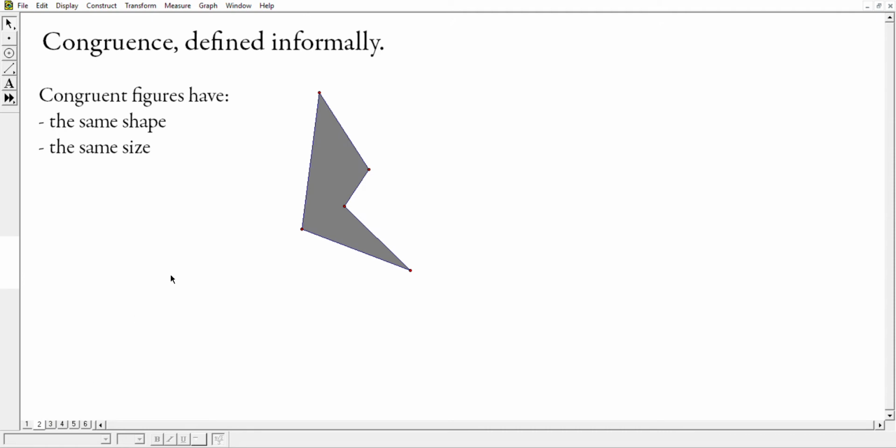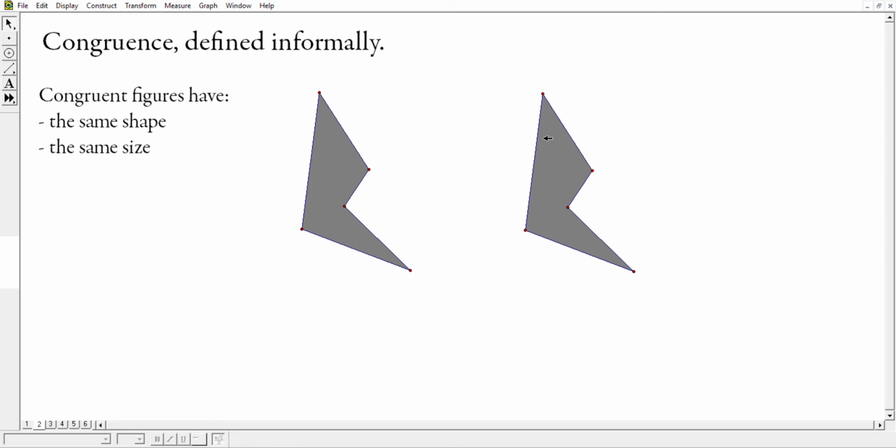So what is congruence? The way we'll usually think about it, this is the informal, not the mathematically rigorous definition, but the way we will think about it in our heads all the time, is congruent figures have the same shape and the same size. So here I have this odd polygon. If I just make a copy of it and drag it over here so we can see it clearly, this is a congruent polygon. It has the same shape and the same size.